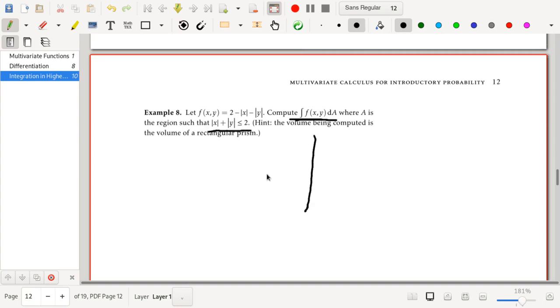So if I were to plot this region, by the way, when you're working with multivariate integrals, it's often a good idea to plot the region over which you're integrating if you can. The region over which we're integrating is going to be this diamond region, where the points of the diamond are at -2, -2, 2, and 2.